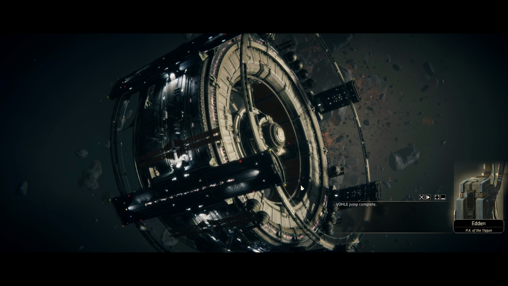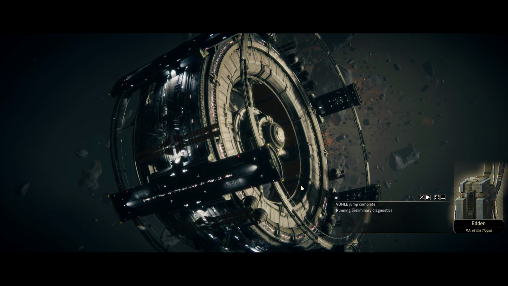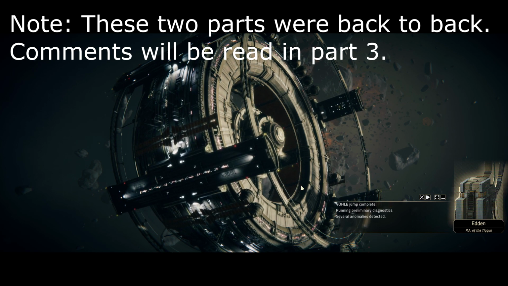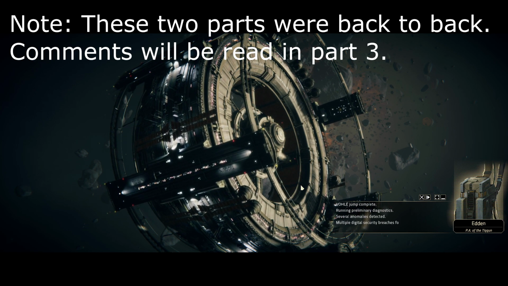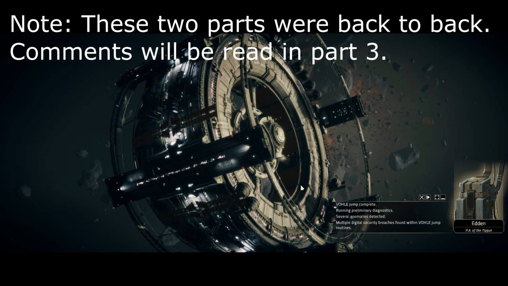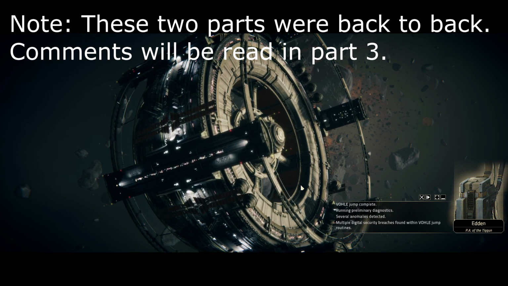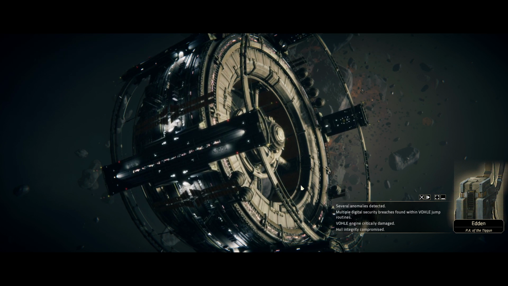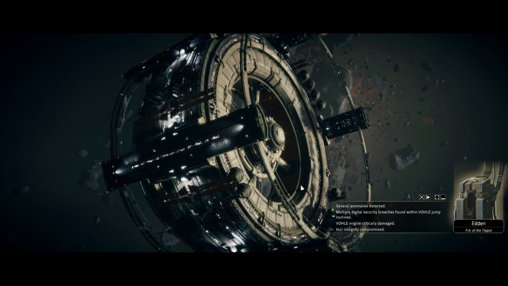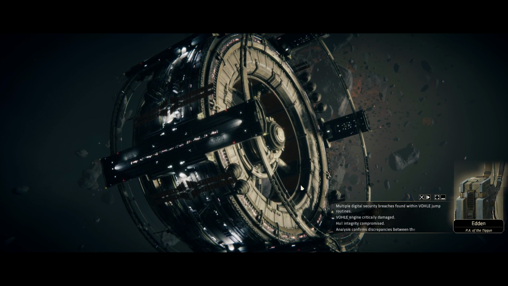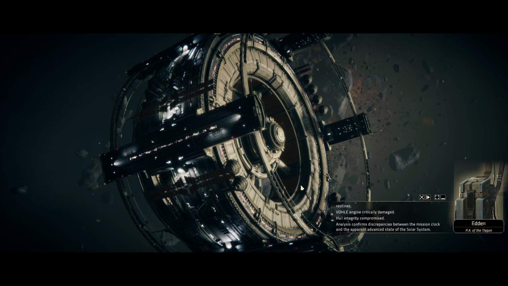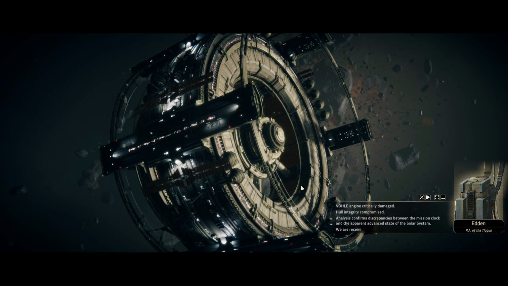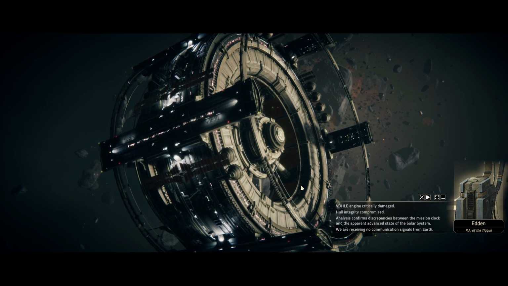Full jump complete. Running preliminary diagnostics. Several anomalies detected. Multiple digital security breaches found within full jump routines. Full engine critically damaged. Hull integrity compromised. Analysis confirms discrepancies between the mission clock and the apparent advanced state of the solar system. We are receiving no communication signals from Earth.